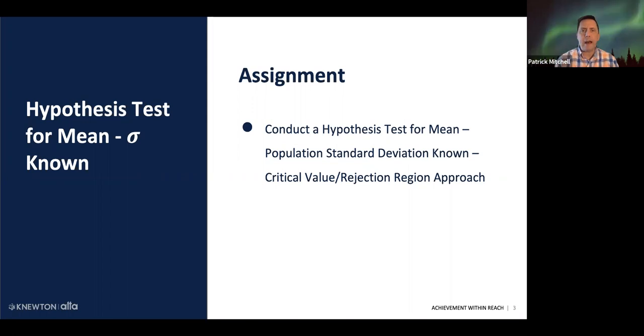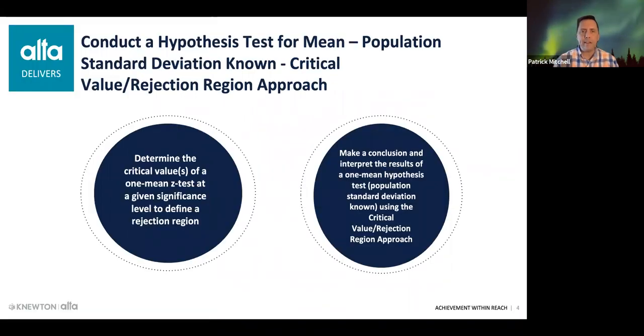In this section, we are to determine the critical values of a one-mean z-test at a given significance level to define a rejection region, and make a conclusion and interpret the results of a one-mean hypothesis test where the population standard deviation is known using the critical value rejection region approach.